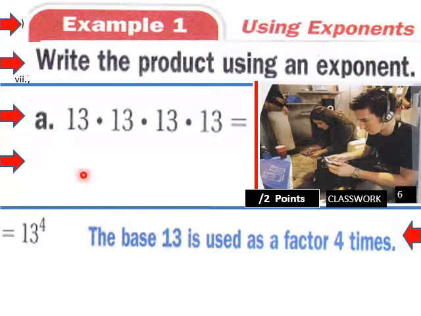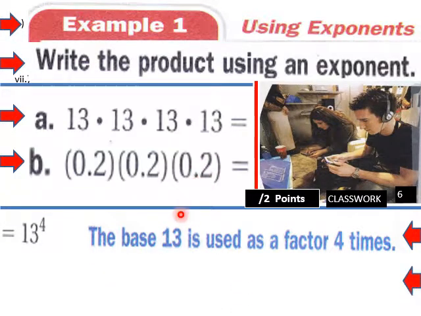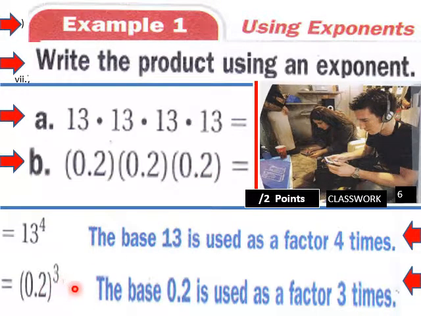And then for b here, 0.2 times 0.2 times 0.2. How many times is that used? 0.2 to the 3rd power. 0.2 is used as a factor 3 times.